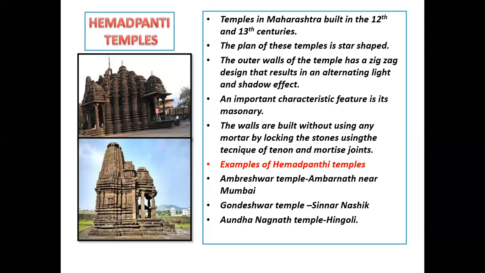The masonry, what do you exactly mean by masonry? The concrete, cement which is used, and the basic structure, the way it is being built. So the most important characteristic feature is its masonry, as the walls are built without using any mortar, by locking the stones using the technique of tenon and mortise joints. You may find this kind of locking system now while putting up new pavements. In different places you will find that the stones are interlocked using a technique. This same technique has been used without using any mortar, and this particular temple architecture has been built that way.